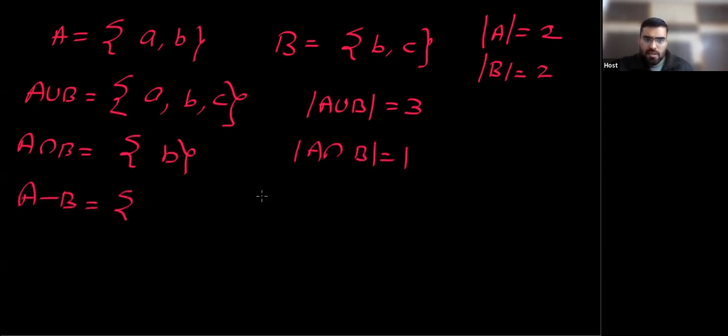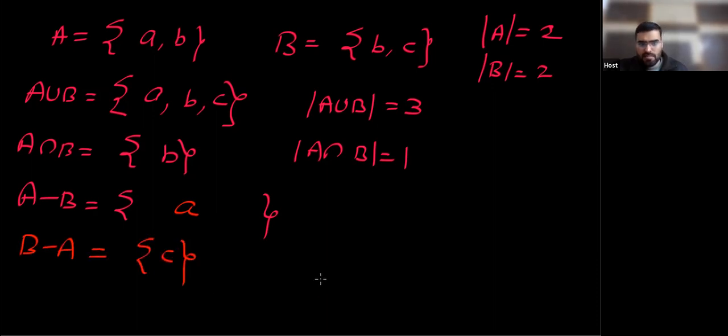What is A minus B? A minus B means in A but not in B, which means exclusively in A. So what are the elements which are exclusively in A? That is only A. What is B minus A? B minus A will be C. And what is the symmetric difference? Symmetric difference means the union of A minus B and B minus A. So that will be A comma C. This is called the symmetric difference.